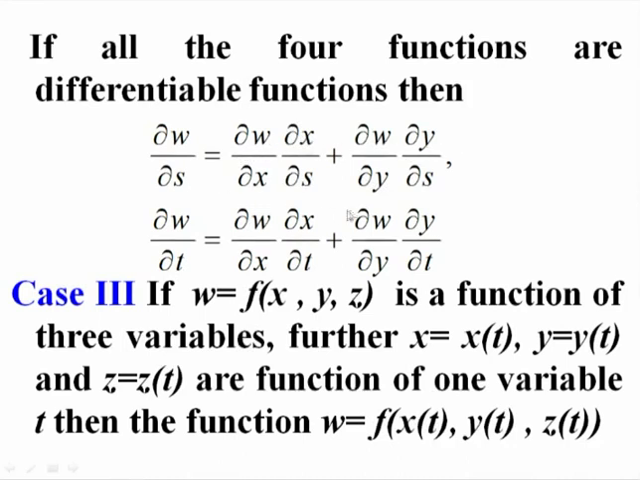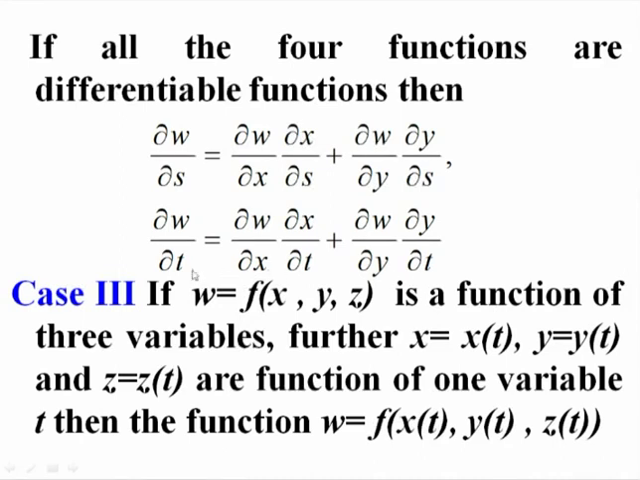So del w by del s is equal to del w by del x into del x by del s plus del w by del y into del y by del s. And we can find the partial derivative of w with respect to t, which is del w by del t is equal to del w by del x into del x by del t plus del w by del y into del y by del t.